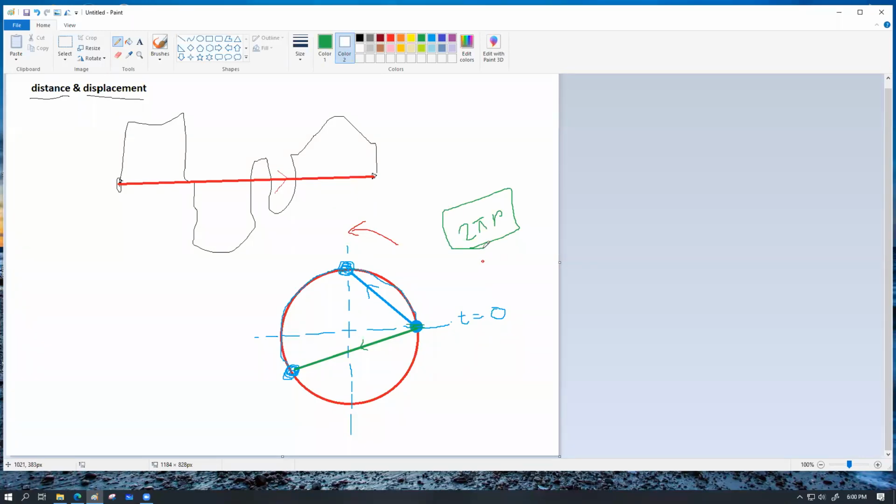Circumference of a circle. Good. Can someone tell me what's the difference between circumference and perimeter?